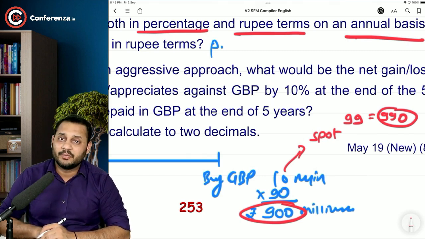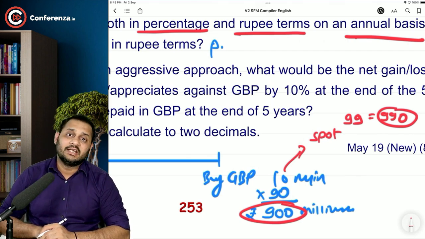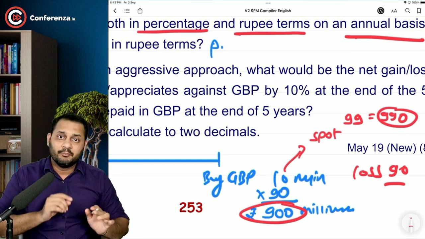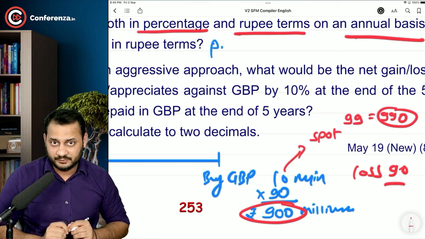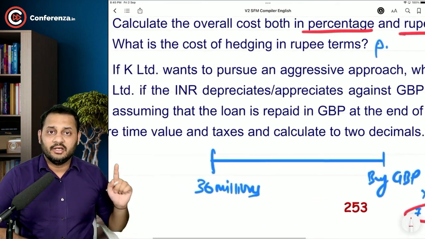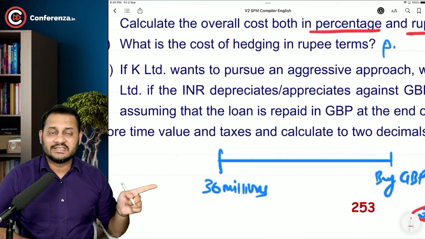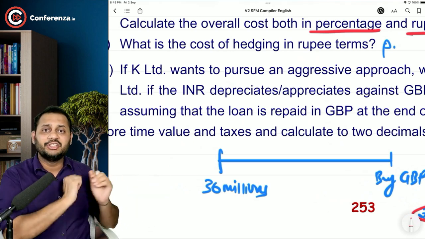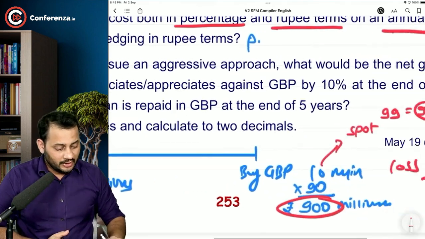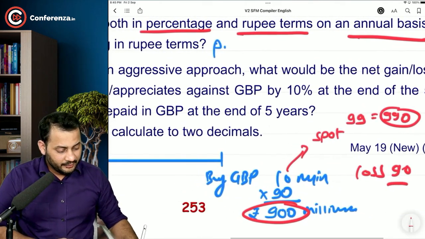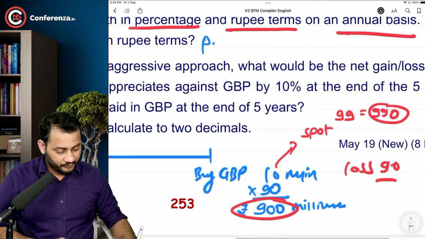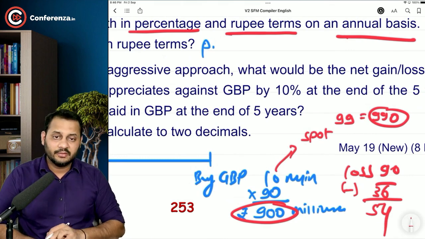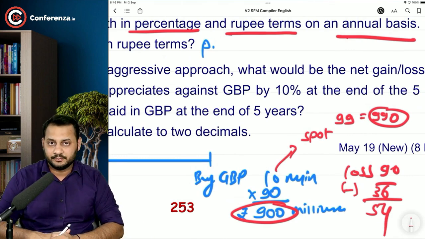And how much extra are you paying? 90 millions. But yeah, there is one benefit. There is a loss of 90 million for sure, because you kept your position unhedged. But if you keep your position unhedged, you can save on the hedging cost. Since you have not taken the forward contract, there is no hedging cost, 36 million. So the ultimate loss to you is 90 million due to the spot rate, less savings in the hedging cost. So the ultimate loss will be 54 millions only.